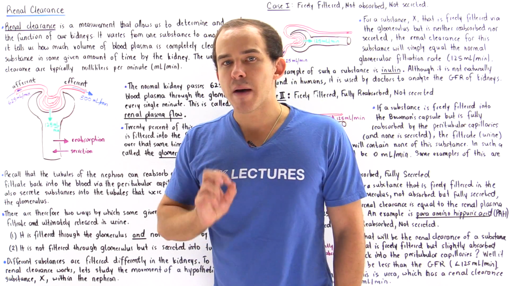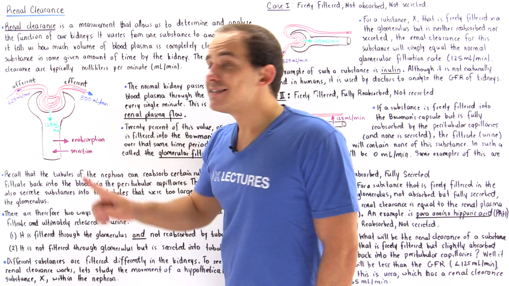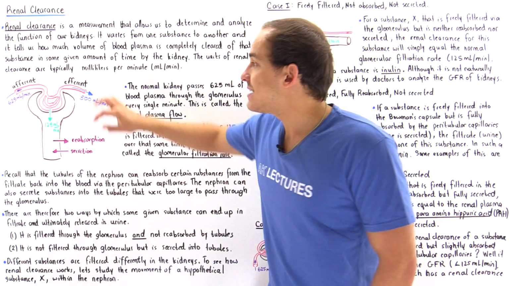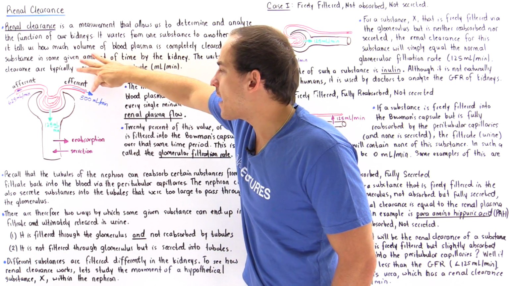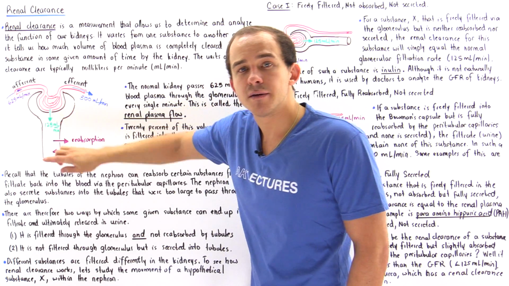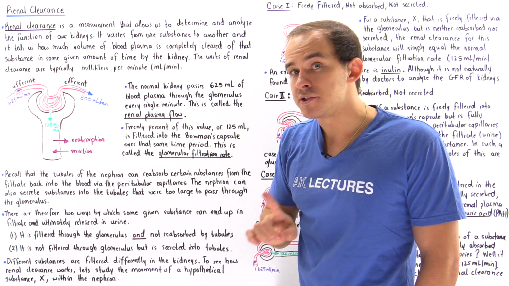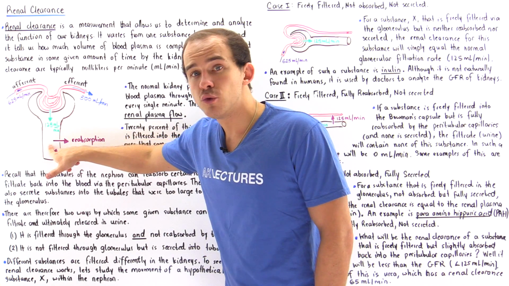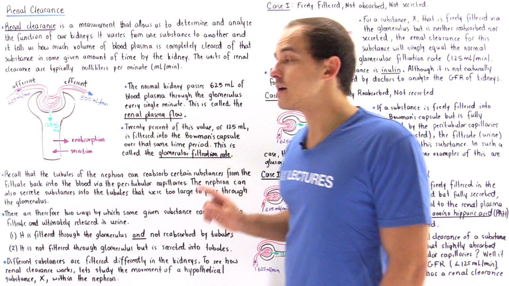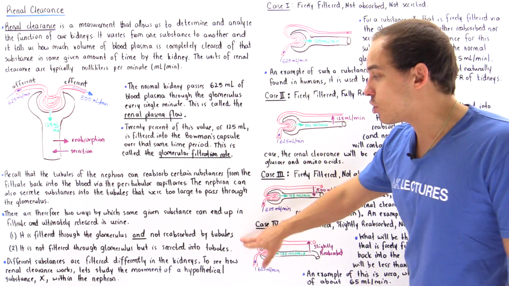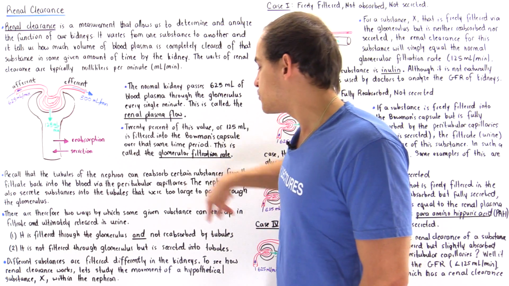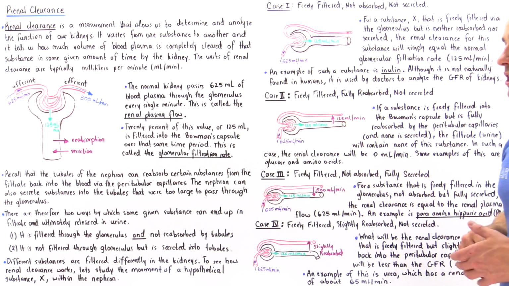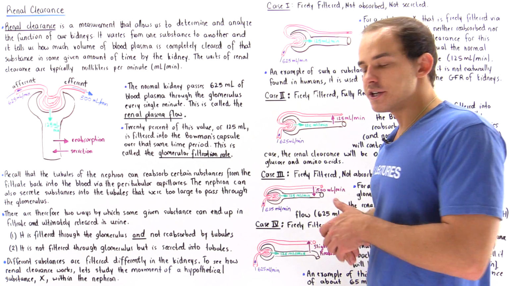Now, the second method is the following. It is not filtered through our glomerulus, but as it travels through the efferent arteriole and eventually ends up in the peritubular capillaries, it can be secreted by those capillaries into the tubules, and then it ends up in our urine. So these are the only two ways by which some given substance can end up in the filtrate and ultimately be released in our urine.